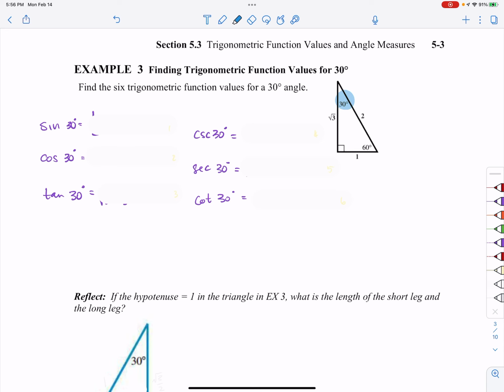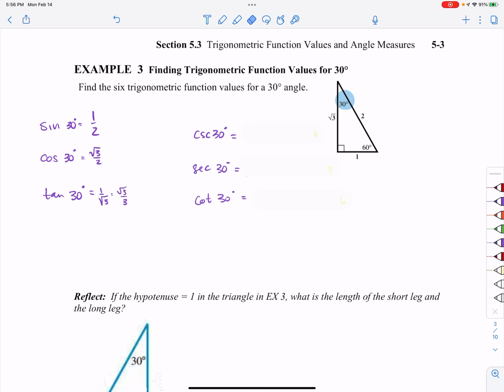So sine of 30 degrees is going to be the opposite divided by the hypotenuse, so it'll be 1/2. The cosine of 30 degrees is going to be the adjacent divided by the hypotenuse, so that's going to be root 3 over 2. Tangent of 30 will be the opposite divided by the adjacent, so that's going to be 1 divided by root 3. But remember, you never leave roots in the bottom. You'll rationalize the denominator, so it'll be root 3 over 3.